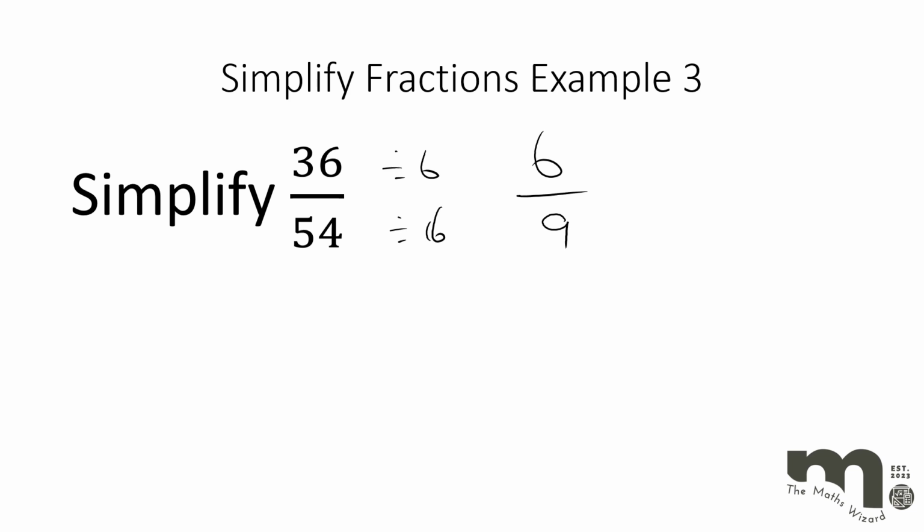Now we can keep going again here. So these numbers are both in the 3 times table. So if we divide by 3 there, divide by 3 there, we'll get 2 on the top and 3 on the bottom. So just be really careful. Don't always think it's got to be a nice even number or a nice number like 5. Sometimes you might need to use some of your slightly trickier numbers like 3, 7. You might need to use numbers like that some of the time. So just bear that in mind.